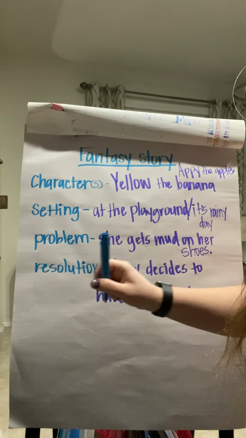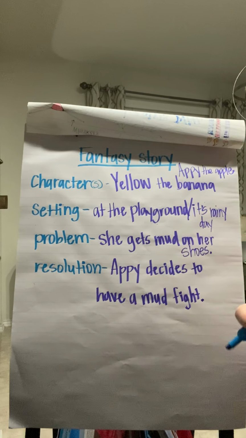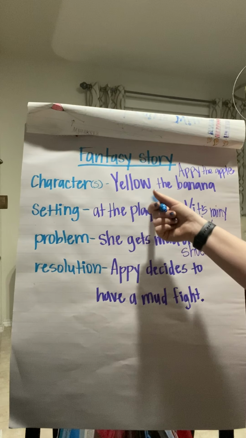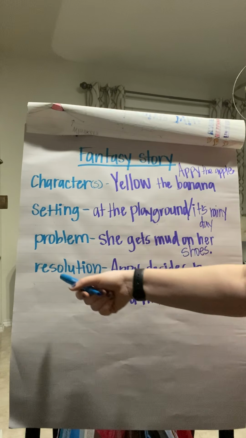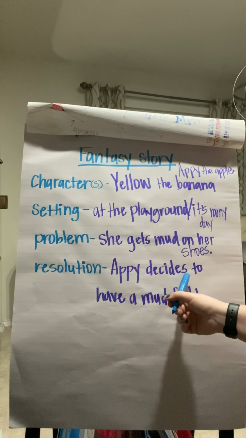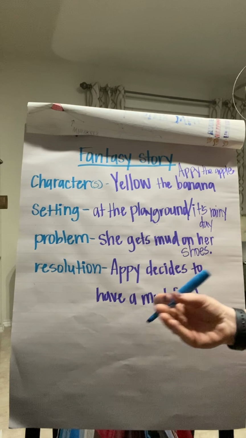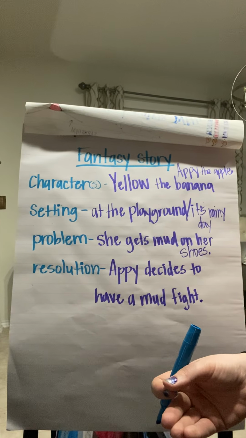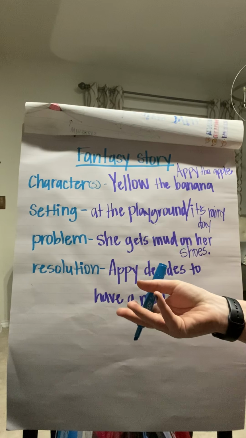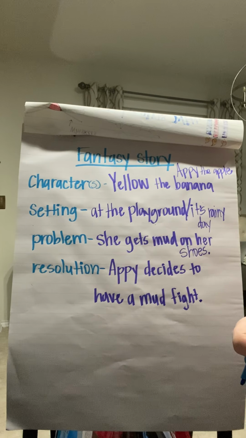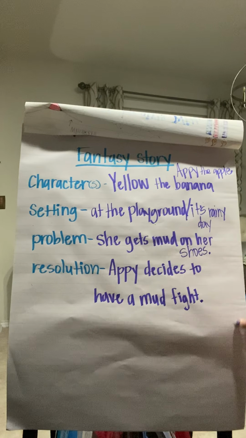Our problem, we said we were going to come up with a problem and then a resolution. The problem is that Yellow the banana gets mud on her shoes, and then the resolution is that Appy decides to have a mud fight with her. So instead of worrying about their muddy shoes, they decide to make something fun out of it, and they say that they're going to have a mud fight together.